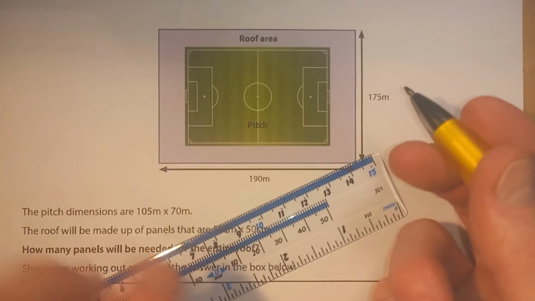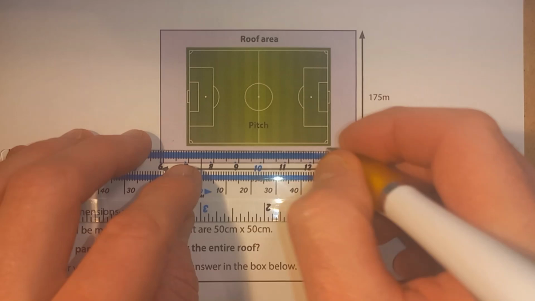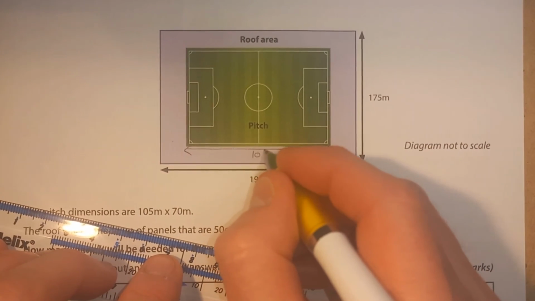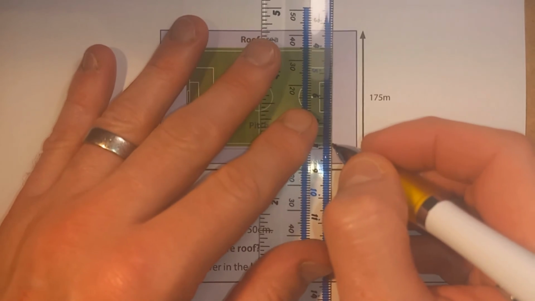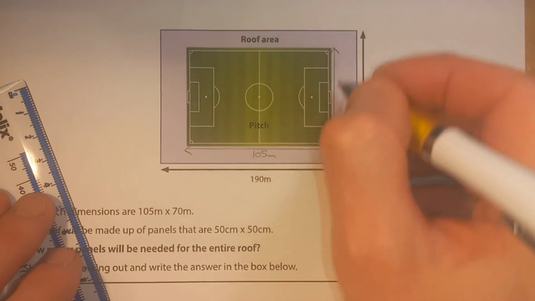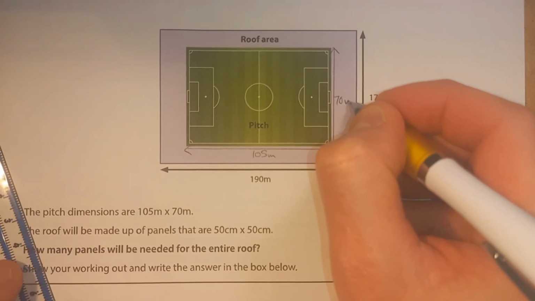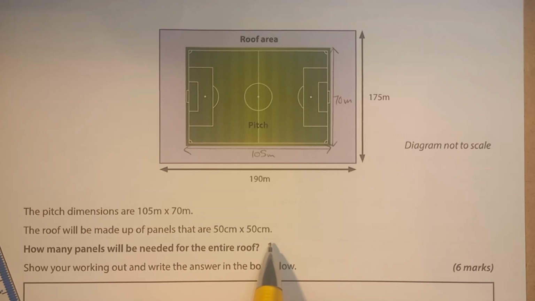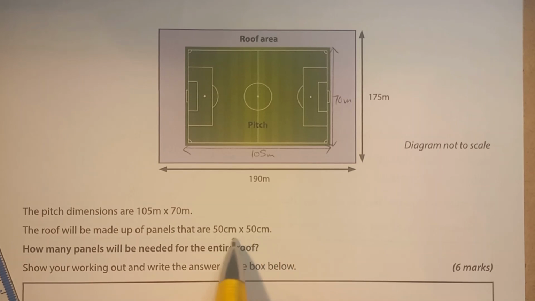So that's the pitch. So let's put that on here. So that's 105 metres. And that's 70 metres. The roof will be made up of panels that are 50 centimetres by 50 centimetres. So hopefully you'll spot again, we've got metres there and centimetres here. So we might have to do something about that. How many panels will be needed for the entire roof? Show your working out and write the answer in the box below.